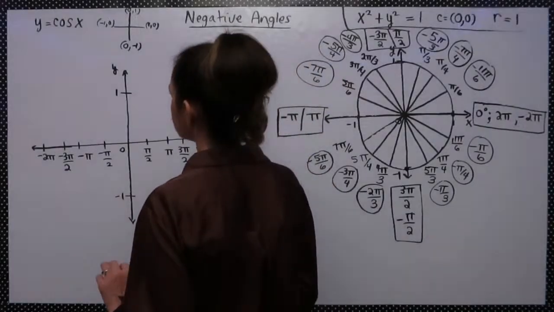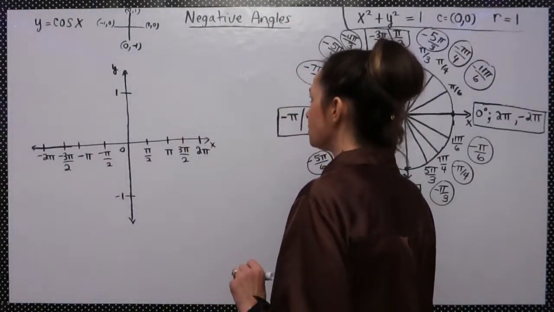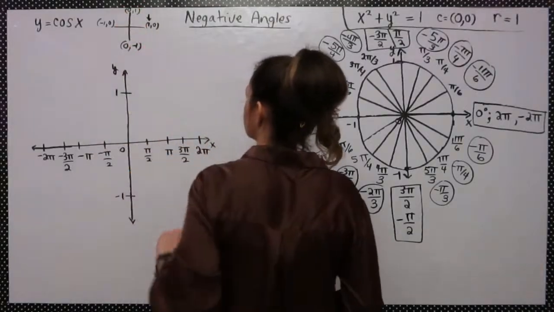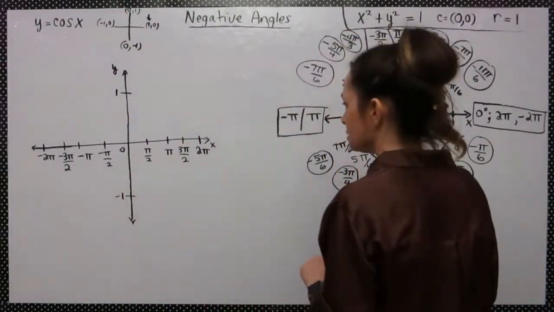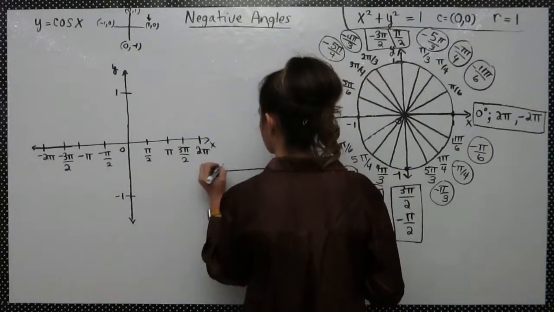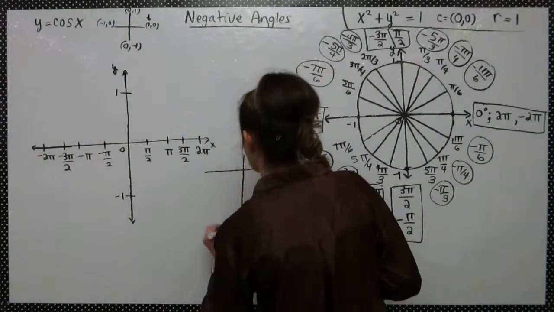And remember with cosine, what we're doing is we're looking at the x component. So we're going to go ahead and build our table. Let's see if I can put a table in right here. Get all those points in there. Good.